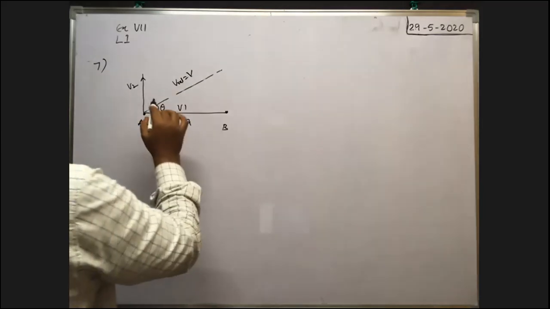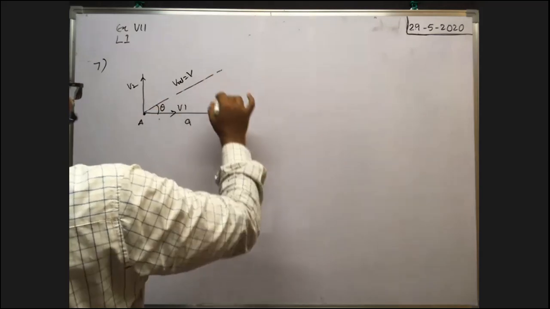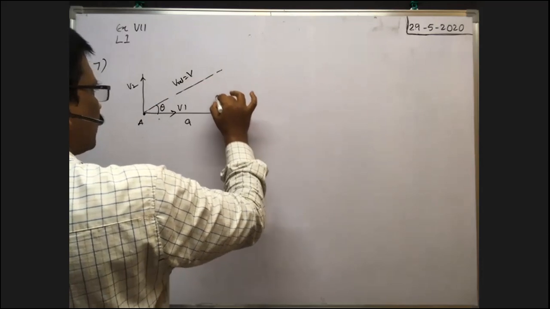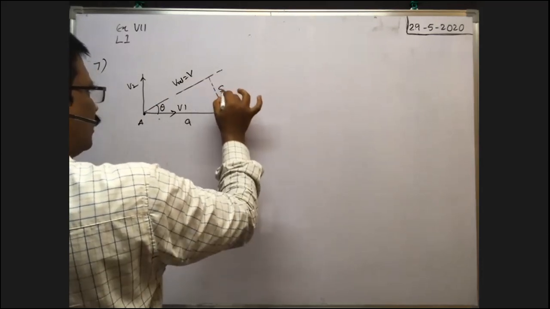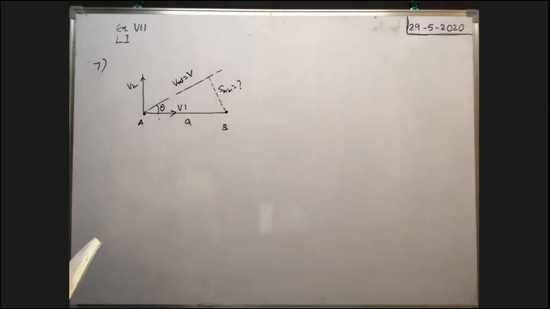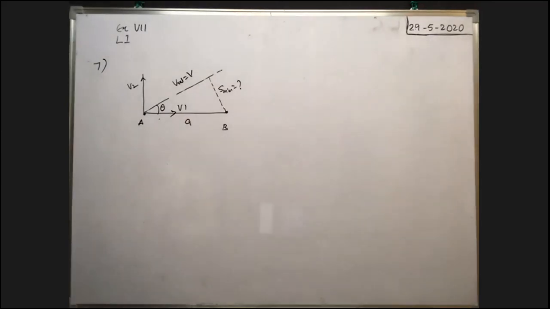Suppose it is the relative velocity of a with respect to b, in this direction. When you draw a perpendicular line from this point B onto this line, it is the shortest distance, no? It is the minimum distance, no? So what is that minimum distance they asked? The answer is given in terms of v1, v2 like that.